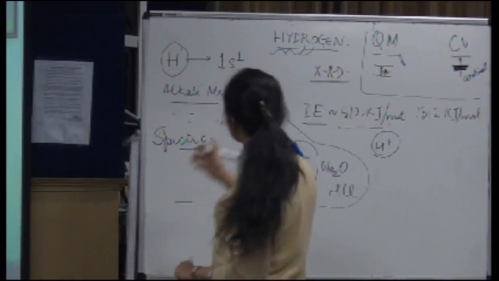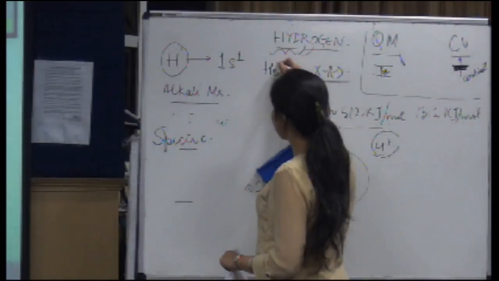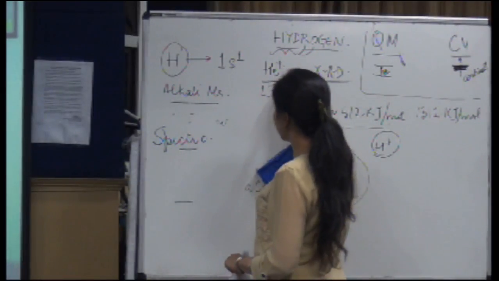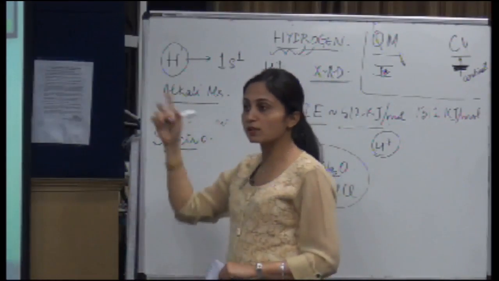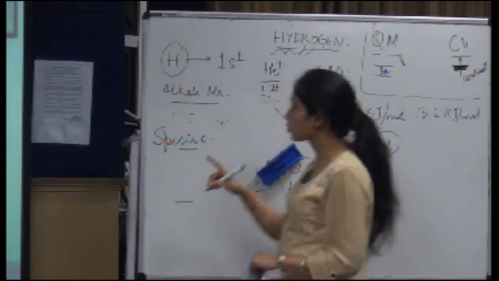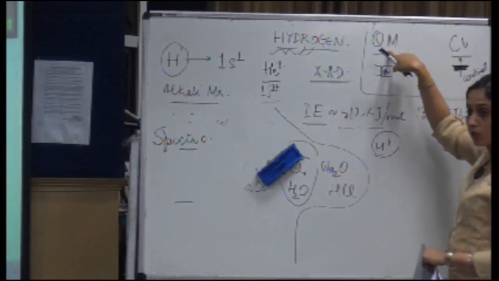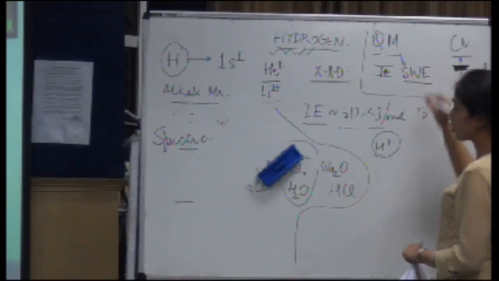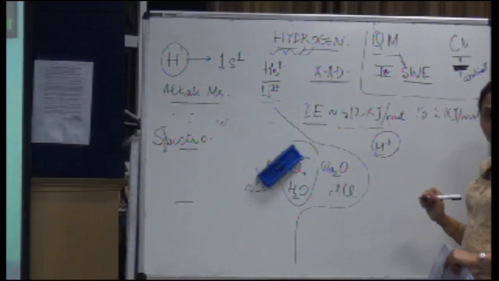What can be the similar systems? You can have He plus, you can have Li2 plus, and so on, because all of these contain only one electron. So those which contain one electron can be solved completely using quantum mechanics. And what is the equation called which can solve it? The Schrodinger wave equation. This can solve it.